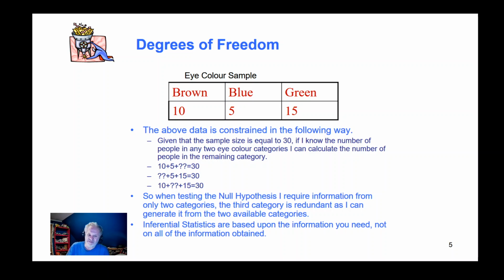Okay, degrees of freedom. In this case, if my sample size is fixed at 30 people, and I know I have 10 brown-eyed people and I have 5 blue-eyed people, then there has to be 15 green-eyed people to get me to 30. So if I know the number of people for 2 of the eye colors, the third one has to be constrained to get me to 30, right? So I have 2 degrees of freedom. So the degrees of freedom are the number of category exemplars that make up the chi-square test. In this case, there's 3 category exemplars, brown, blue, or green. 3 minus 1 is 2. So I have 2 degrees of freedom.